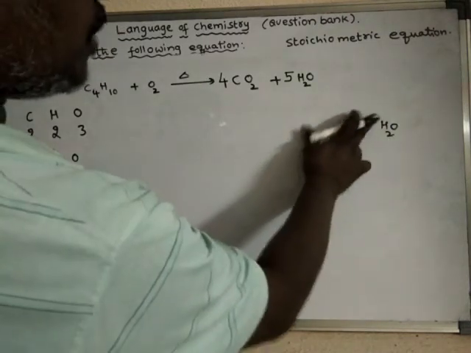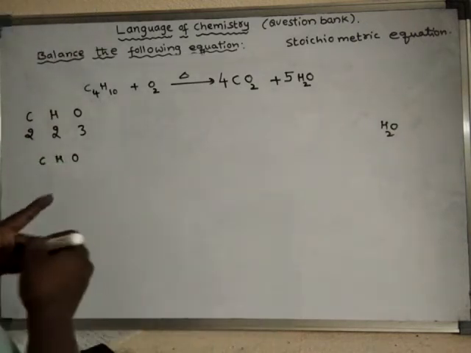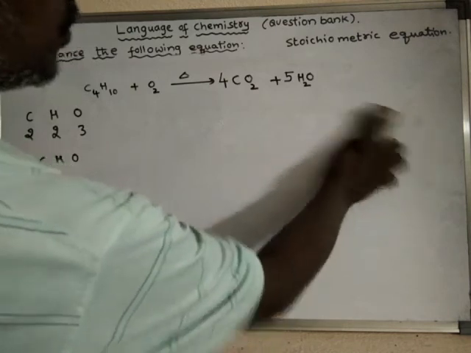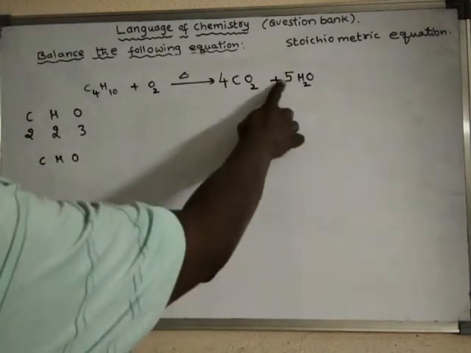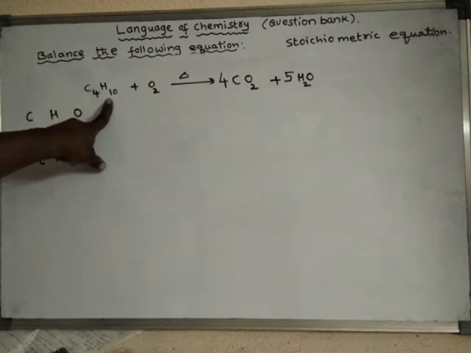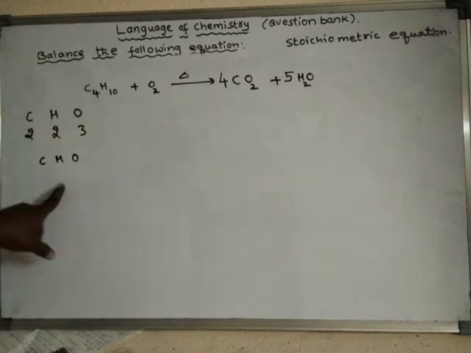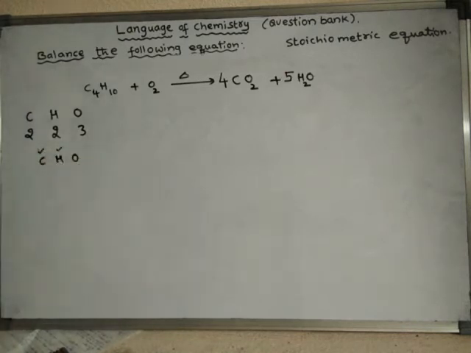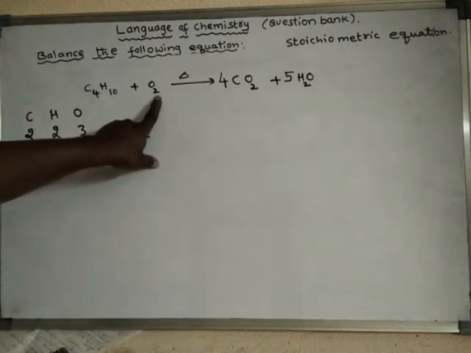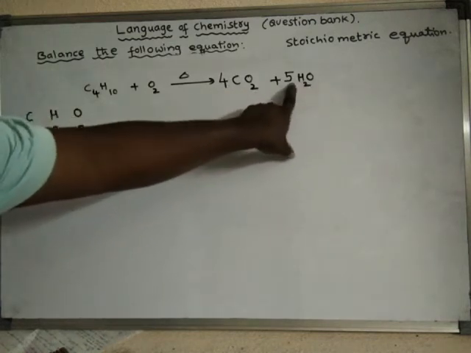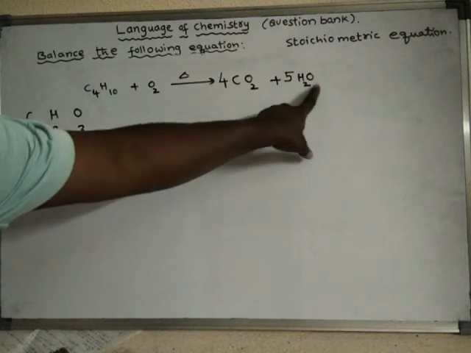Some students will make a mistake or misunderstand, and they will write 4. We should not write 4, we have to write 5, because 5 times 2 becomes 10, and there are 10 hydrogens here. So hydrogens are also balanced. Carbon is balanced, hydrogens are also balanced. Now oxygen. 2 oxygens are there, but here how many? Here 8 and 5, that is 13.